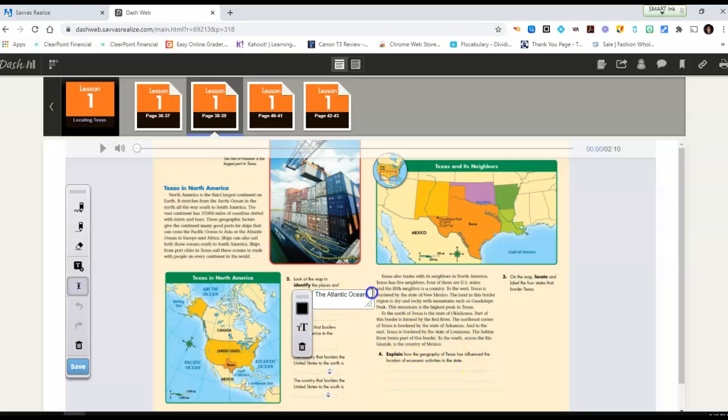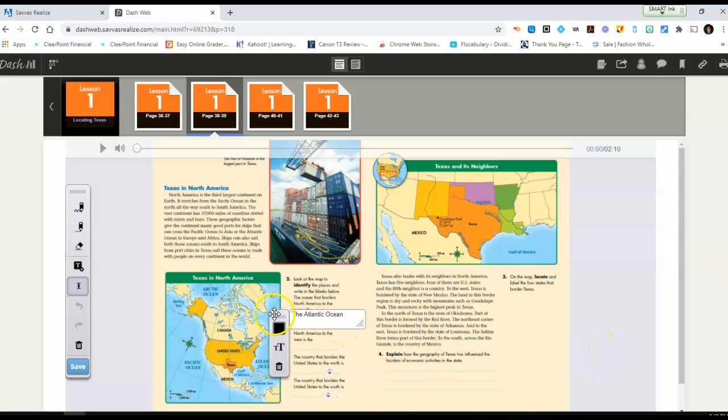Catch the dotted lines. The dotted lines and you should be able to get there. Yeah, but it doesn't let me. Oh, there it goes. Look at that. The Atlantic Ocean. Put that right there on that line. Look at that.